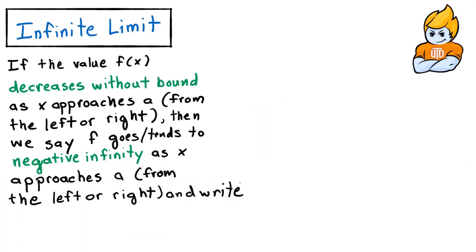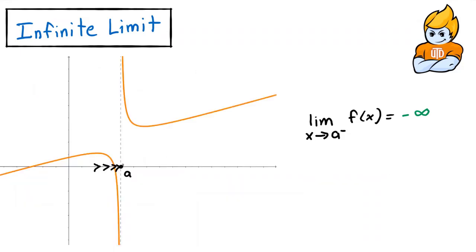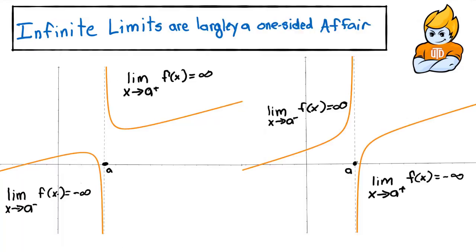Now let's define a negative infinite limit. If the value f of x decreases without bound as x approaches a from the left or the right, then we say that f goes or tends to negative infinity as x approaches a from the left or the right. And we write this if x is approaching a from the left and if x is approaching a from the right. In the graph, we see that as x approaches a from the left, the values of f of x decrease without bound. And we say that f goes or tends towards negative infinity.